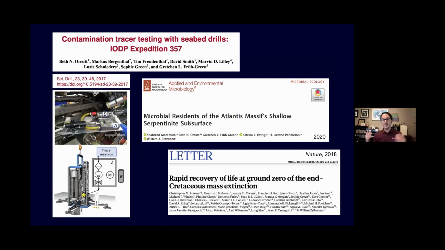Since this is an MSP-specific workshop, I also wanted to point to these papers. This first paper is from Scientific Drilling and is specifically about using the MeBo and the British Geological Survey rock drill and fitting them to be able to do contamination tracer analysis, inject the tracer, and collect those samples. These are also two examples, 357 and the Chicxulub drilling, that have resulted in really fantastic microbiology work. So it is totally possible and just requires some thought up front.